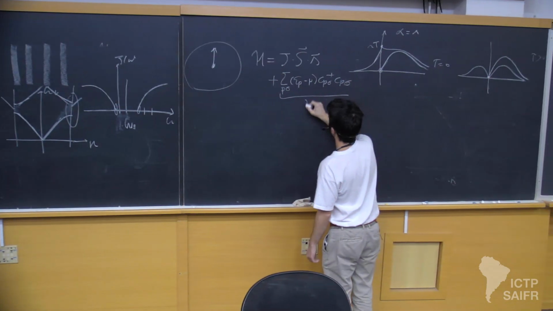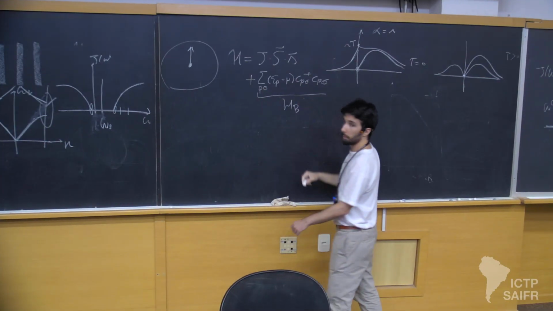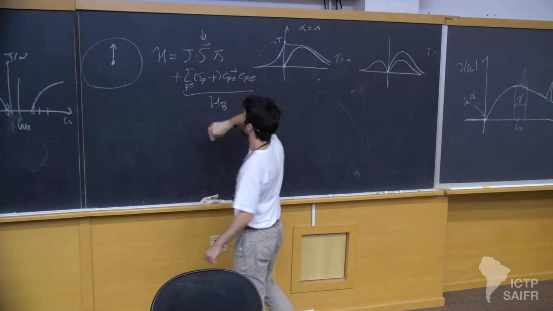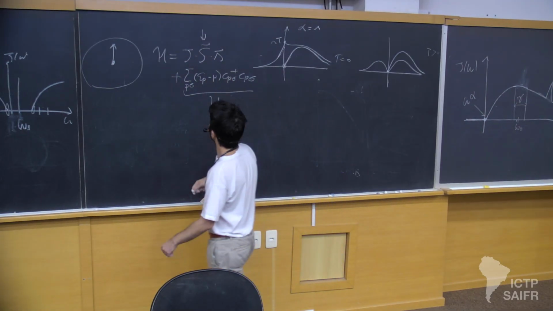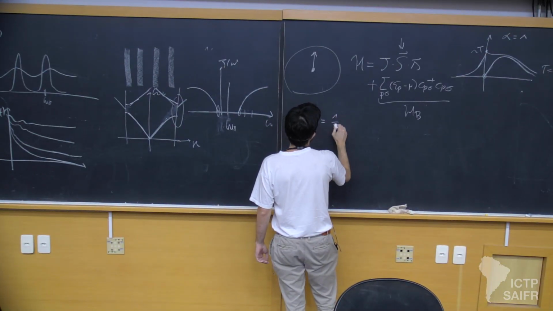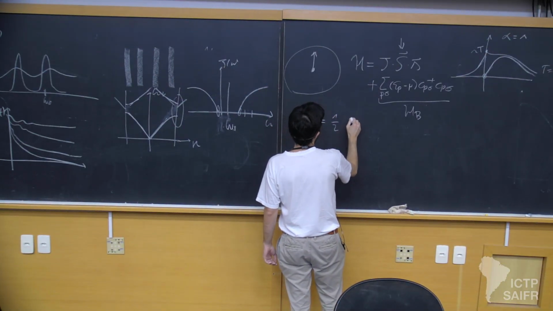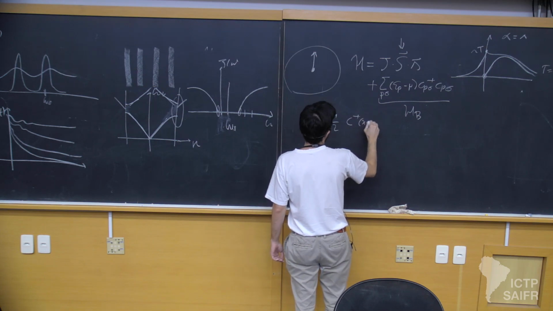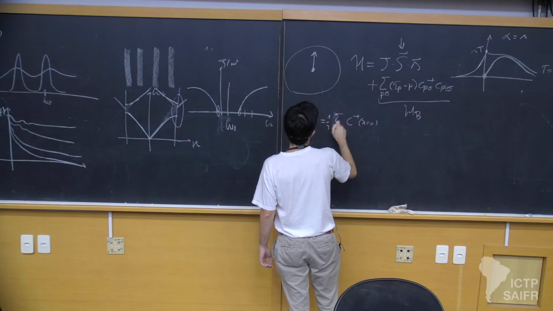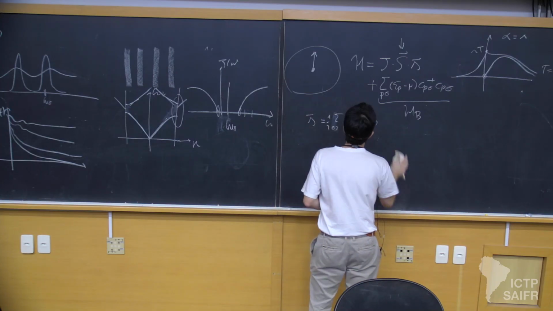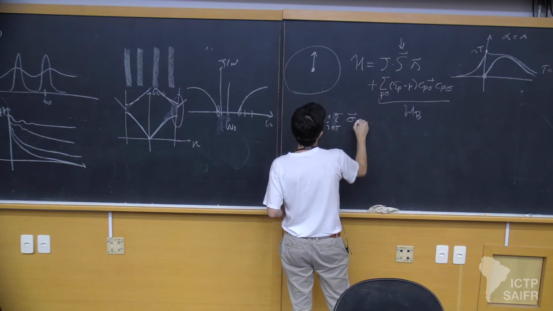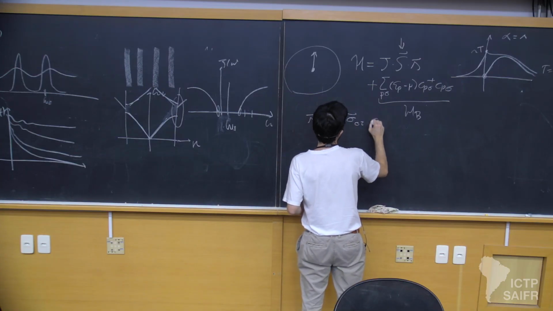So this is free fermions, and this is the bath. This is my impurity. And this small s is the density of fermion, sorry, the spin density of fermions at the position of the impurity. So this is a very famous model if you're doing solid state.